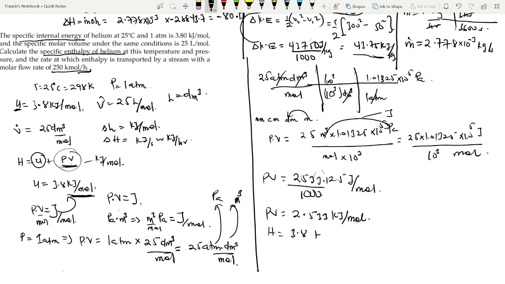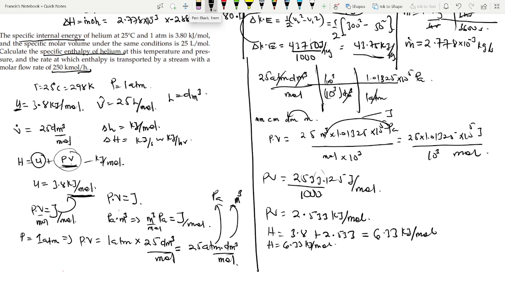So now our H is 3.8 plus 2.533. Now you get 3.8 plus 2.533, we get 6.33 kilojoules per mole. Now this enthalpy we found here is actually specific, right? So that's why I say that some books use small letters to represent the specific and capital letters for the total, but if you know what you are doing, I used capital H for my specific. So 6.33 kilojoules per mole.